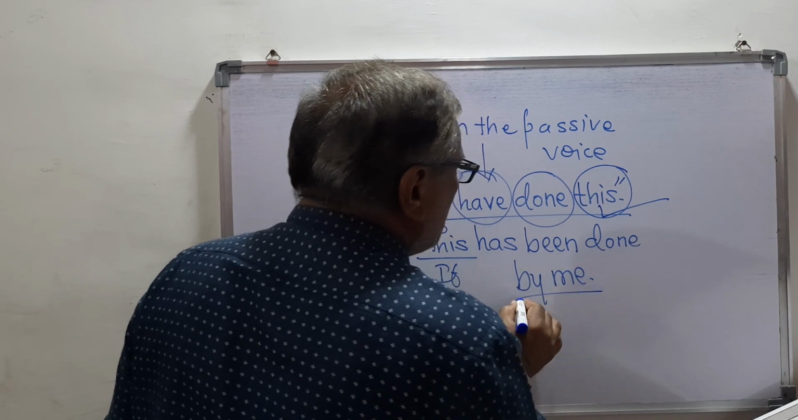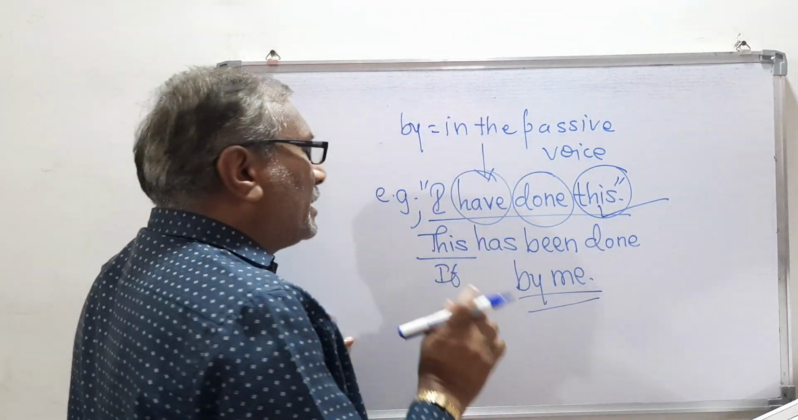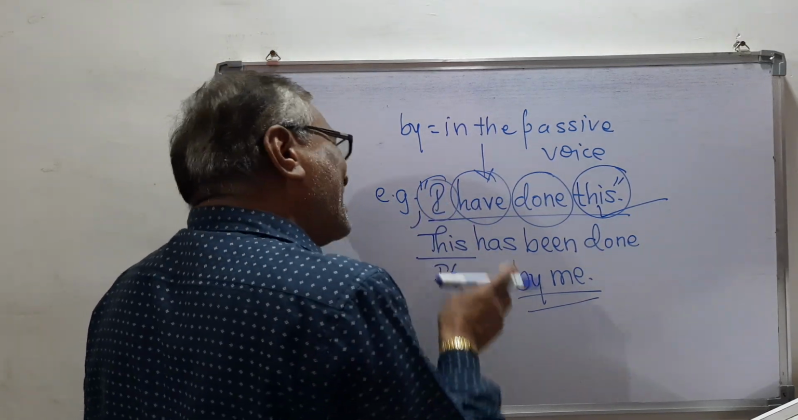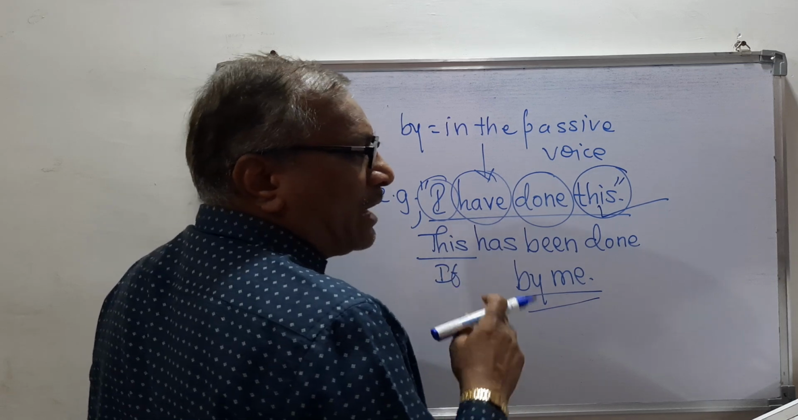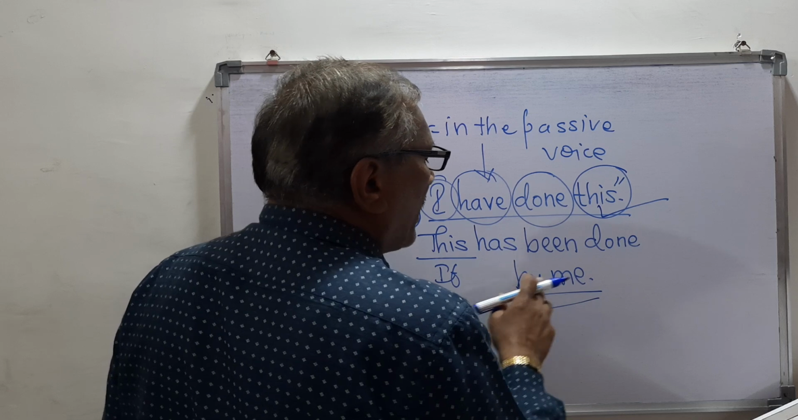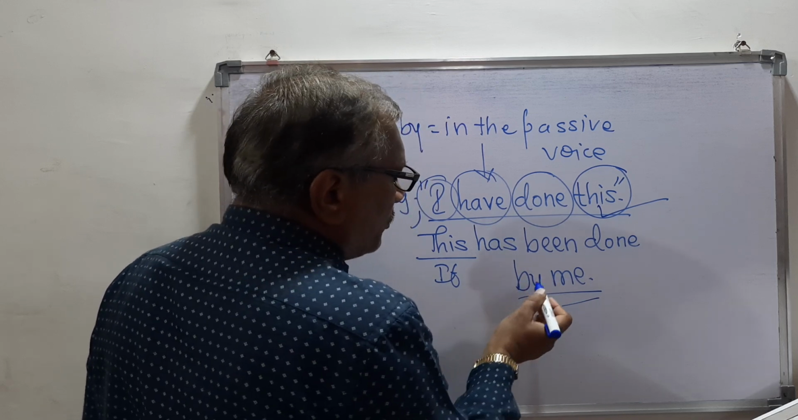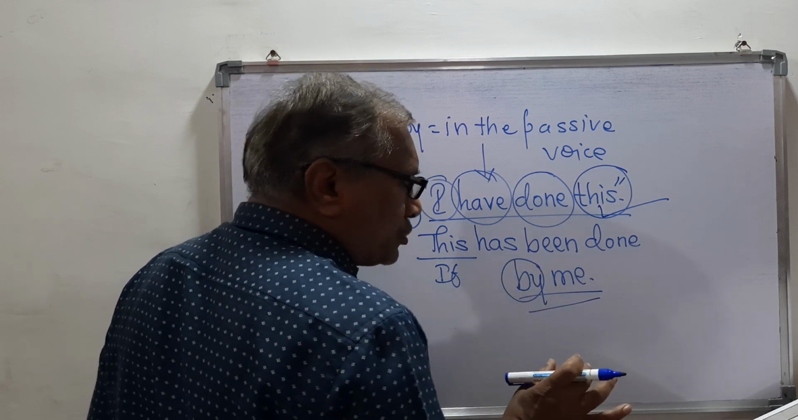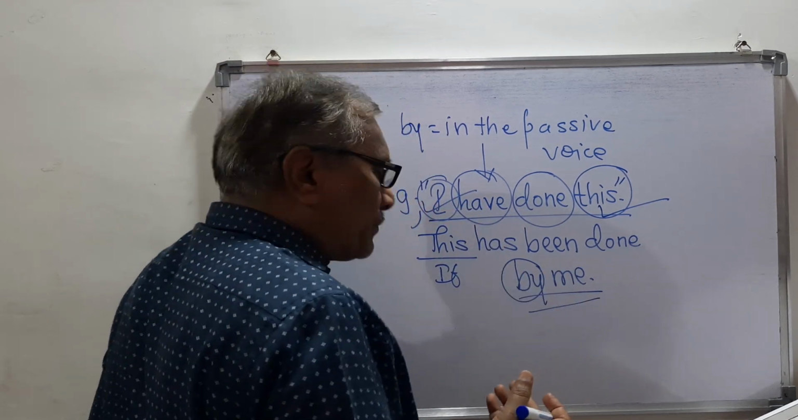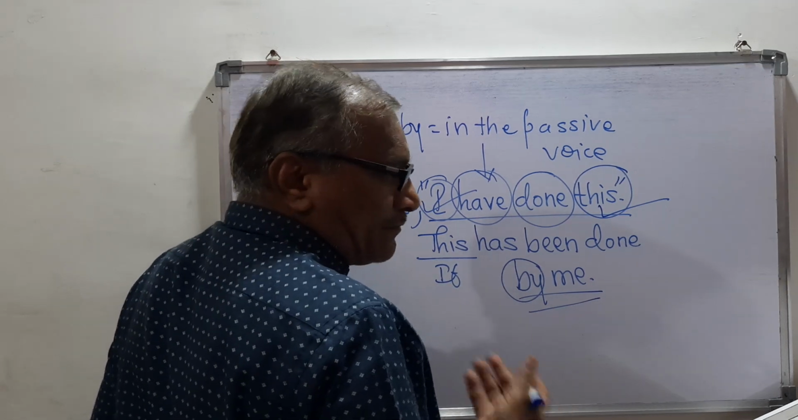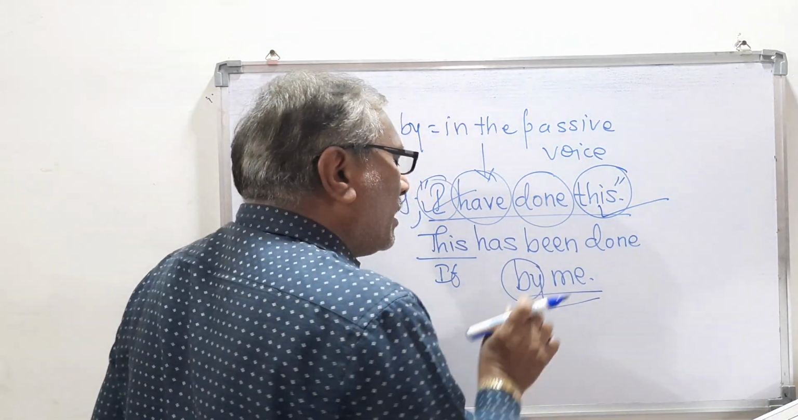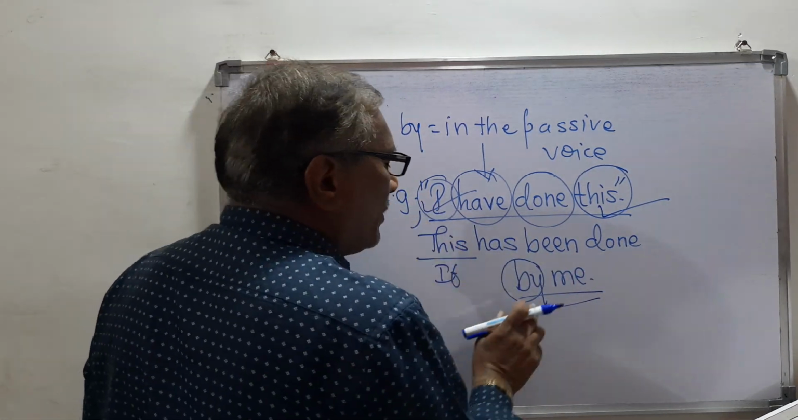By me means, by me means what? There is the I subject, and by this I subject the action has been done, and that's why here I have done by me. So remember, here we should take the by preposition and we should make the subjective case. So if I is there, the subjective case will be me. So I will be by me.